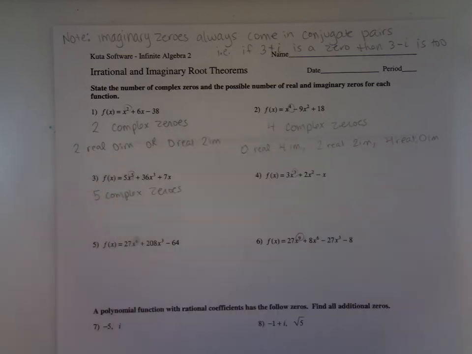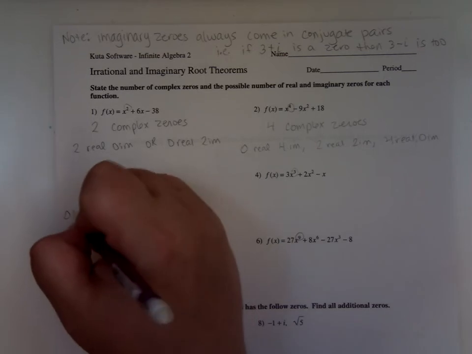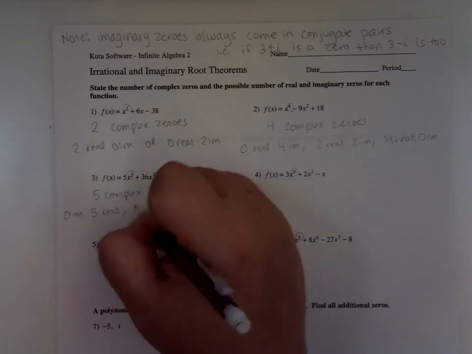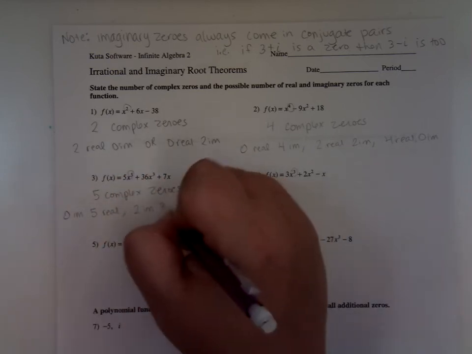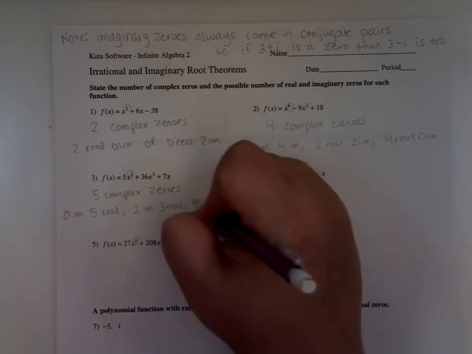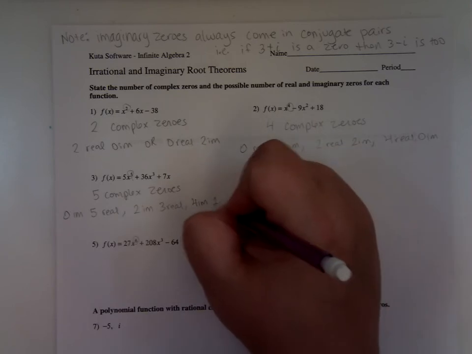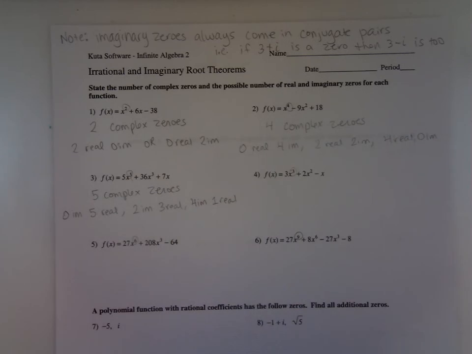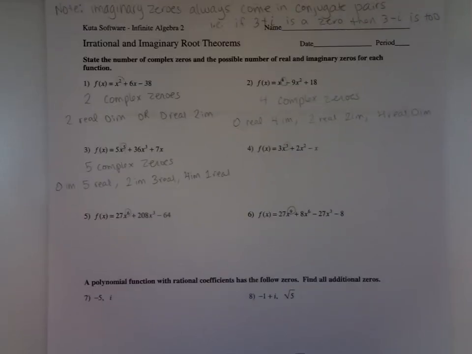So let's actually start with the imaginary ones. It could have 0 imaginary ones, meaning it would have 5 real. It could have 2 imaginary ones, so that means there would be 3 real solutions. It could have 4 imaginary ones, which means that there would be 1 real solution, and that's it. Those are our options. That is how those theorems work.